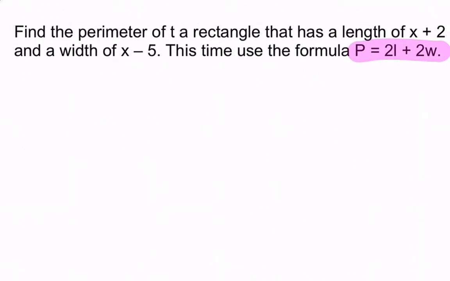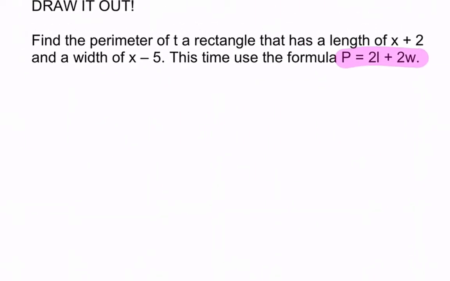Okay, it wants us to draw it out. So we're trying to find the perimeter of a rectangle that has a length of x plus 2 and a width of x minus 5. So we kind of did this yesterday with our find the perimeter. We added all the sides, but this time it's asking me to use this formula right here. Perimeter equals 2 lengths plus 2 widths. So perimeter equals 2L, 2 lengths plus 2 widths.